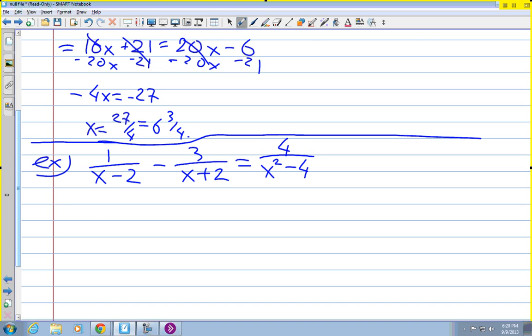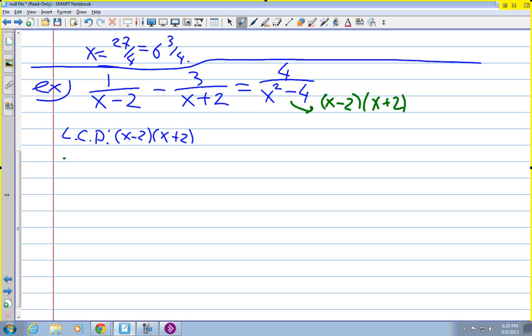What would be the least common denominator here? x minus 2, x plus 2. That's right, it's x minus 2, x plus 2, because the thing on the right, that's the difference of squares formula. That factors into x minus 2, x plus 2, so it doesn't contribute to the LCD.